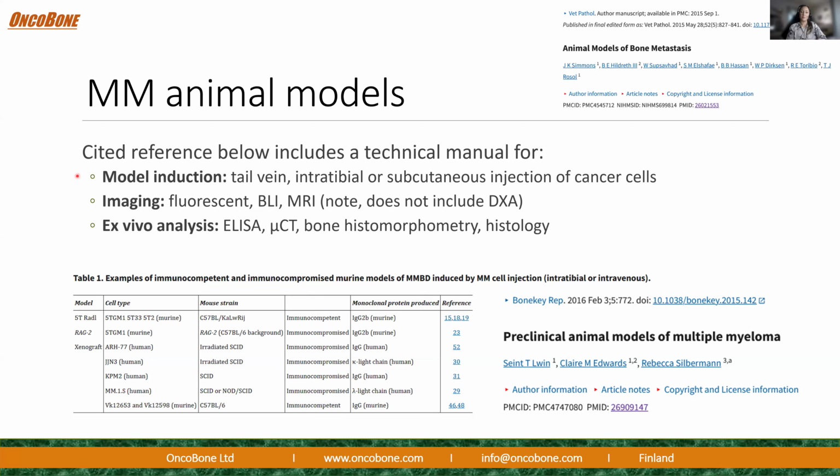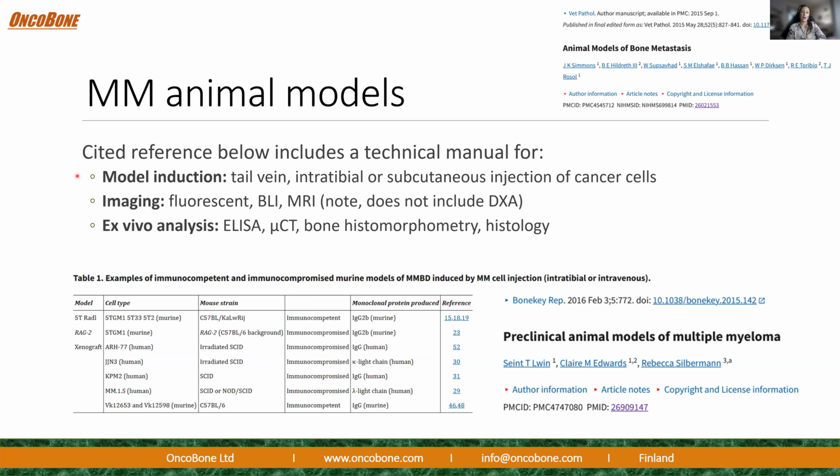If you want to study specifically the effects of multiple myeloma bone disease, then one choice would be to go for intratibial injection of cancer cells. This means that you will inject those multiple myeloma cells into the tibia bone marrow. This way you will have a condensed tumor and really robust bone effects reflecting the active multiple myeloma bone disease.